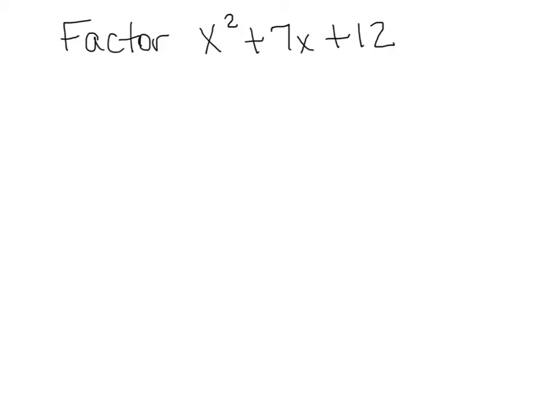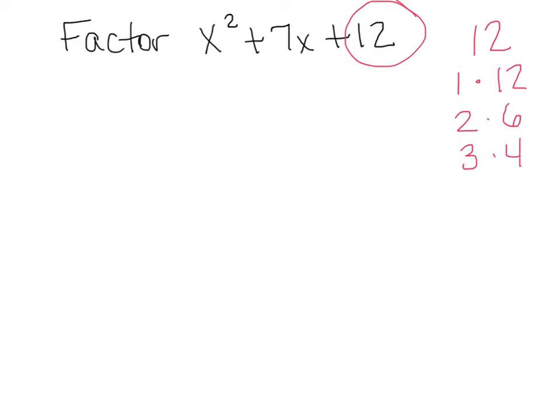First off, we're going to learn how to factor a trinomial like this one, x squared plus 7x plus 12. Now first I want you to look at this last term, and we're going to think about the factors of 12. 1 times 12, of course. 2 times 6. 3 times 4.